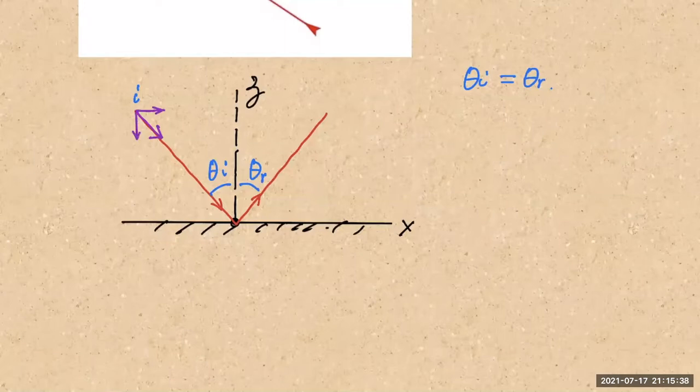Now let's look at what the reflected light ray looks like. Here is the outgoing vector, and you look at the x direction. The x direction is like this, and the z direction is like that, right? Now, since these two angles are equal, the incoming and outgoing angles are equal.